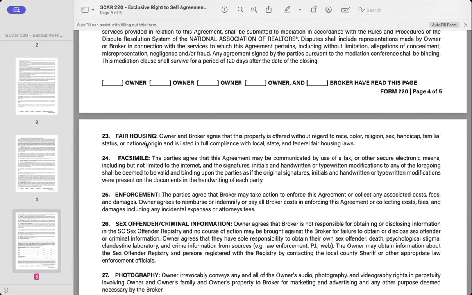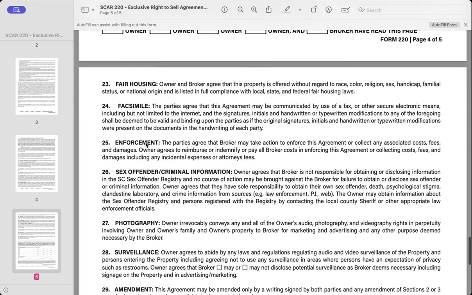Section 23 is our fair housing section, where the owner and the broker both agree that this property will be offered without regard to race, color, religion, sex, handicap, or familial status, or national origin. Section 24 is about fax. We don't usually use fax too often, but it also details other secure electronic means, which means that we can use the internet for signatures and initials, and it is the same thing as if it were to be handwritten.